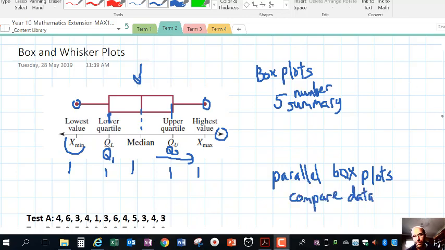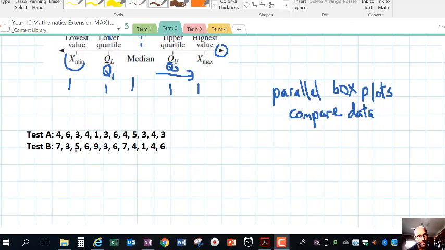So whether you're using technology such as Desmos or Texas Instruments, Casio, or you're drawing the box plots by hand, there are some steps we need to understand. Let's learn these steps through an example. So we've got test A and test B. A group of students sat test A, then they sat test B, and perhaps that's a test before and test after. We'll have a look at their scores, which are out of 10 for this test.